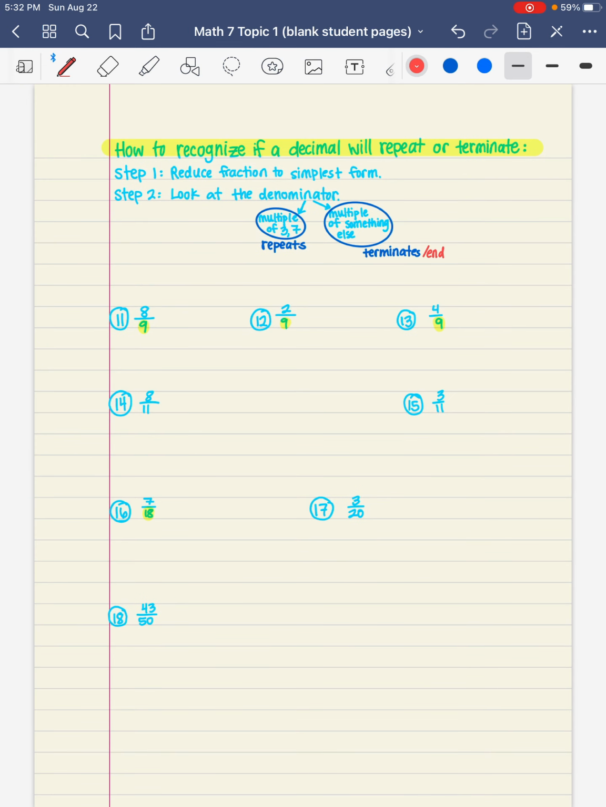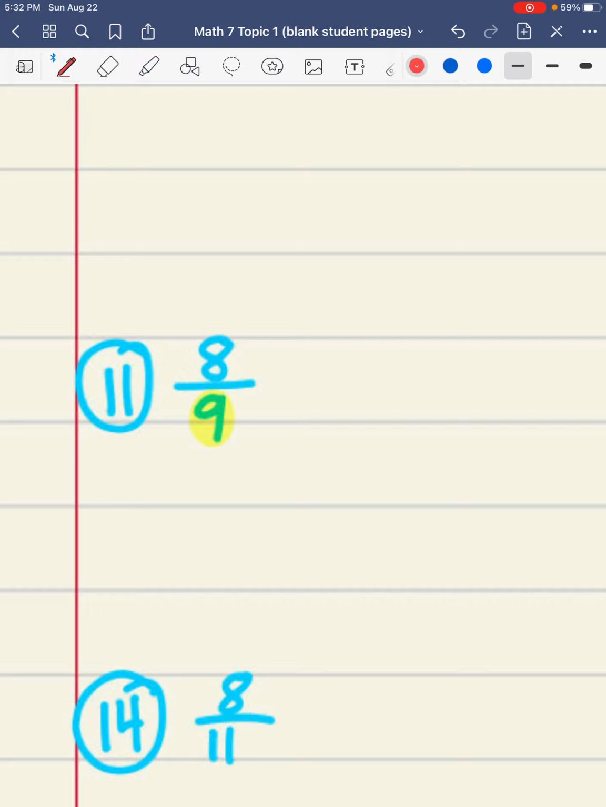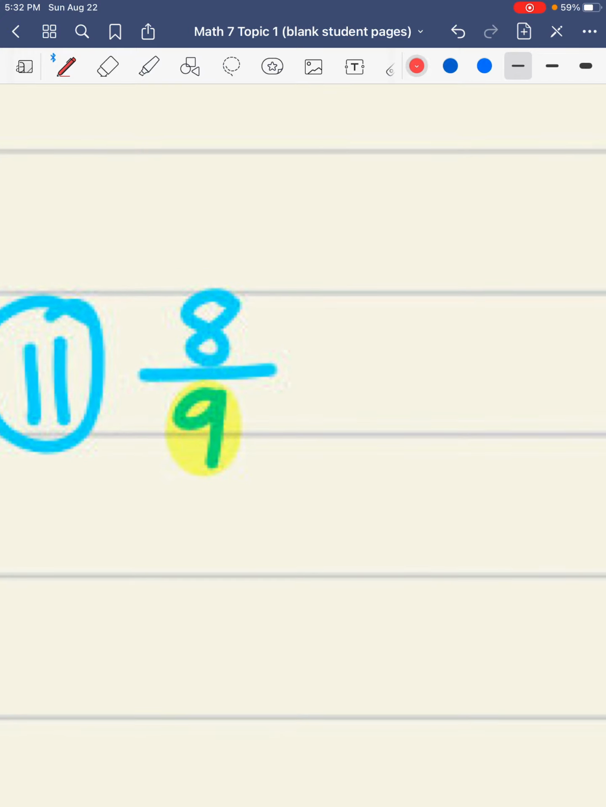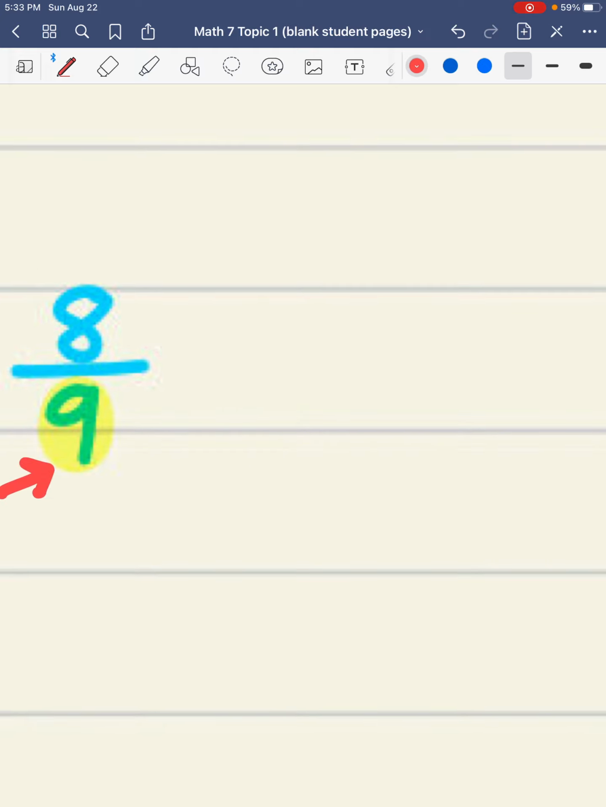Okay, so let's look at some of these examples here. So number 11, I have 8 over 9. Okay, so 8 over 9, I look at my denominator here, 9. It is a multiple of 3. 3 divides into that evenly. Okay, so I know that I'm going to have a repeating decimal, but let's prove that using long division. So we're going to make our division bracket. Remember, our top number goes inside and our bottom number goes outside.